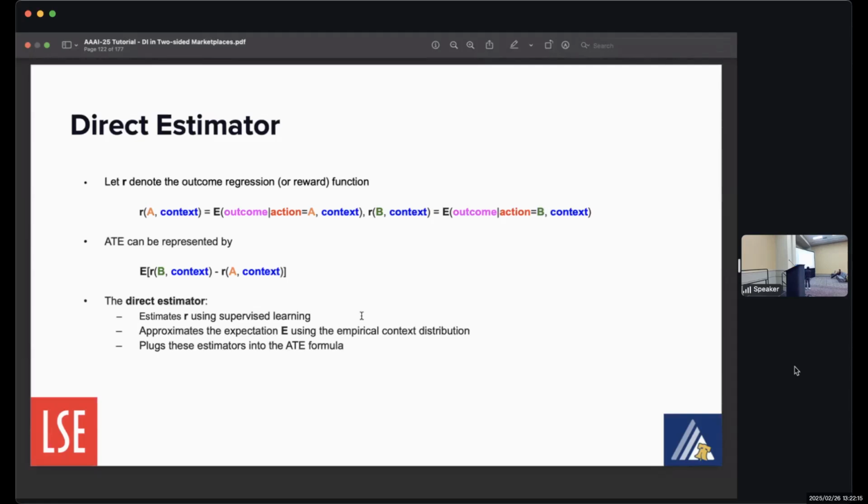Essentially, what this estimator does is that it first estimates the reward function using the historical data based on supervised learning. To estimate this conditional expectation, it is a regression problem. Once you have the estimated reward, you also need to approximate this expectation using the empirical context distribution. Then you plug these two estimators into this formula to produce the resulting ATE estimator. So that's the direct estimator.